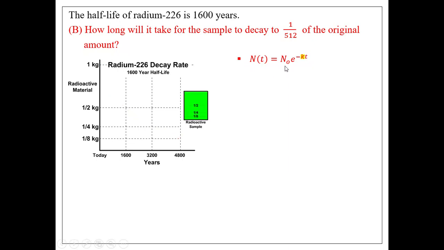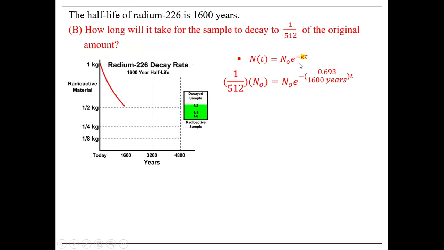N of t is equal to the original amount, e to the negative k t. Keep in mind that k is 0.693 divided by the time of the half-life, or ln of 1/2 divided by t of half-life. Hopefully you've seen the other videos or you're exposed to this content already. So here, what is N of t? N of t is simply 1 over 512, whatever this fraction is of the original amount.